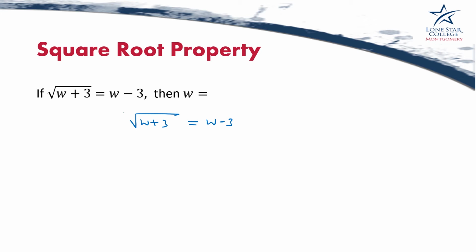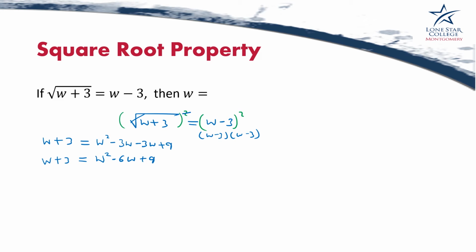So if you square both sides, because what you do on one side, you've got to do to the other, on the left side we're left with just w plus 3, because the square and the square root cancel each other out. And then w minus 3 squared is the same thing as w minus 3 times w minus 3. So we have to FOIL that. So we have w squared minus 3w minus another 3w plus 9. And combine like terms: minus 6w plus 9.